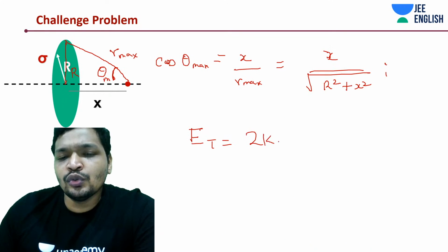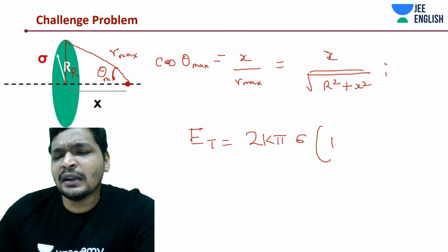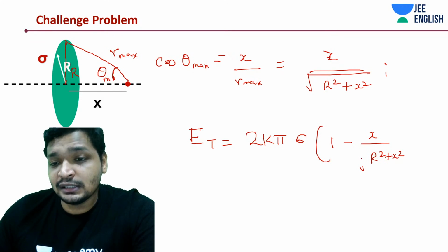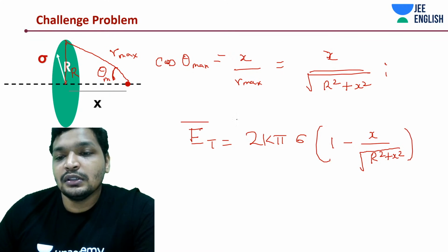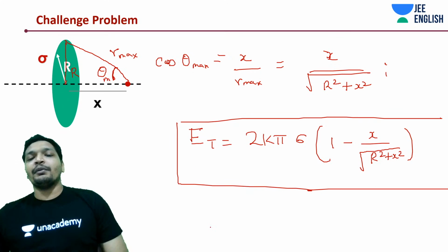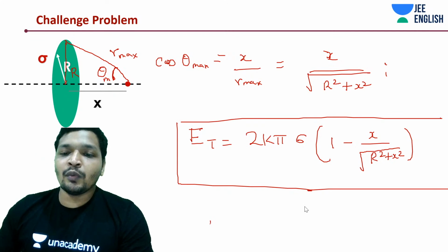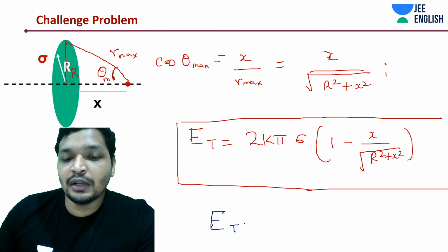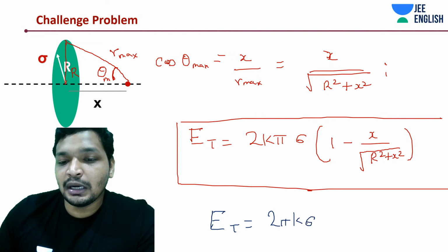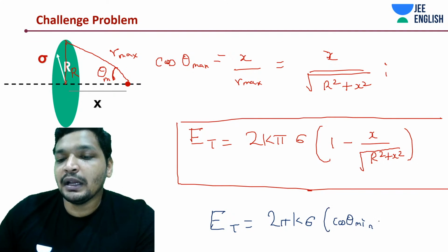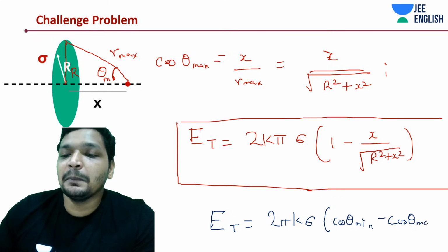E total is going to be 2k pi sigma into 1 minus that. This is just writing it down that way, but if you're trying to memorize things, that is the best thing to do in this case. Let me talk about something very interesting. A small hint: you don't want to remember it in that form, because that form does not have any problem statement coming up. Write 2 pi k sigma, and you want to throw it as cos theta minimum minus cos theta maximum.